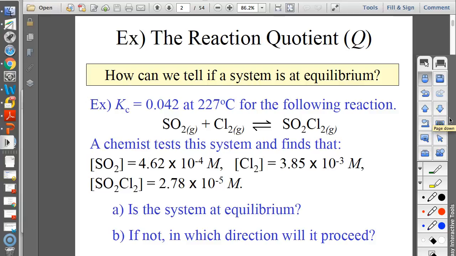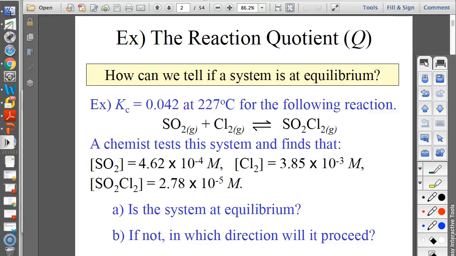So at a different temperature, right? We changed temperature. At a different temperature, Kc equals 0.042. A chemist tests the system, and at some point, does it say equilibrium? Nope. So I'm doing Q, right? SO2 is 4.62 times 10 to the negative 4th. Chlorine is 3.85 times 10 to the negative 3rd. And SO2Cl2 is that. Is the system at equilibrium? Can you do this by yourself? You want to do it real quick? Knock it out. I'll do it up here.